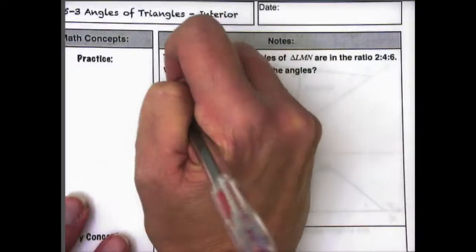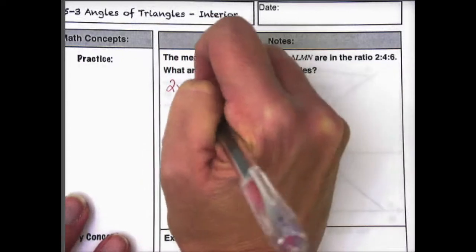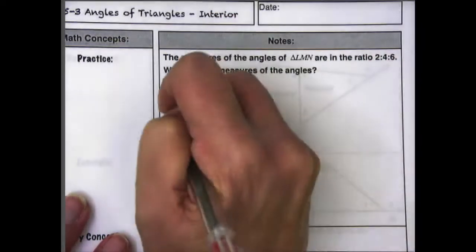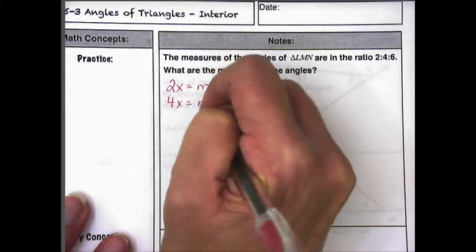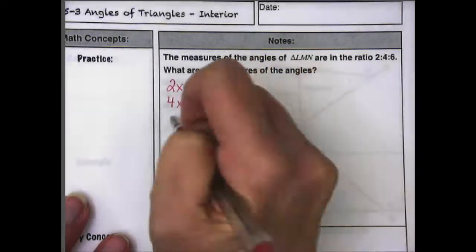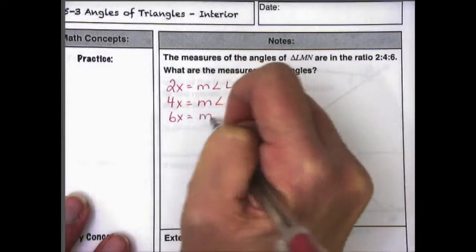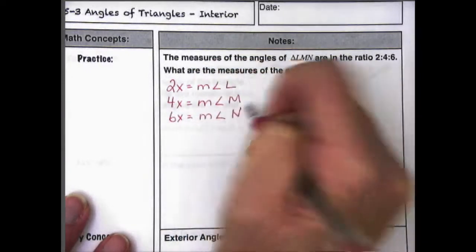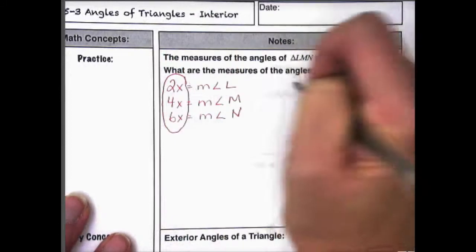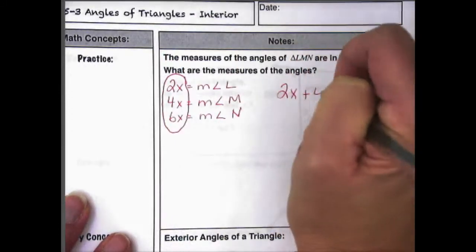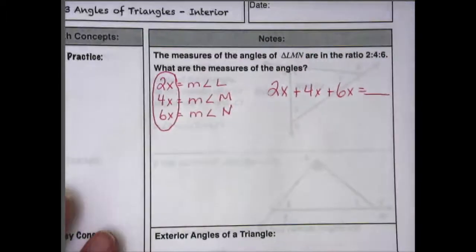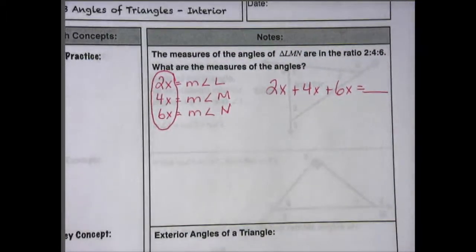So we're going to say that 2x equals the measure of angle L. 4x equals the measure of angle M. And you've probably guessed that 6x is going to be the measure of angle N. Now, we know that when we add these three together, they're going to equal something. I'm just going to put this out there and let you write what it's going to equal, and then you're going to solve it.